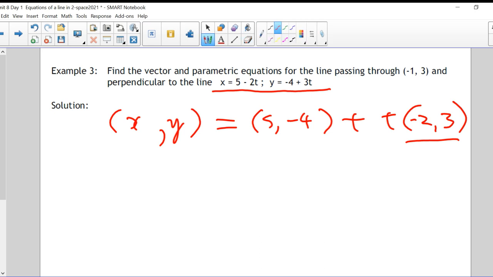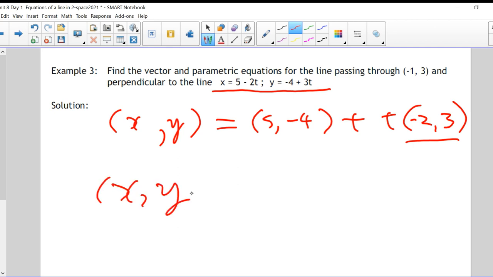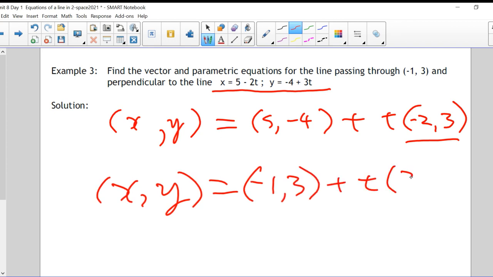So I'm just going to give the answer, and we'll talk about it some more tomorrow. It passes through the point minus 1, 3 and has a direction vector of 3, 2, because it's perpendicular to that line. All right.